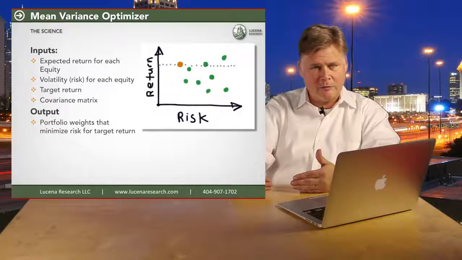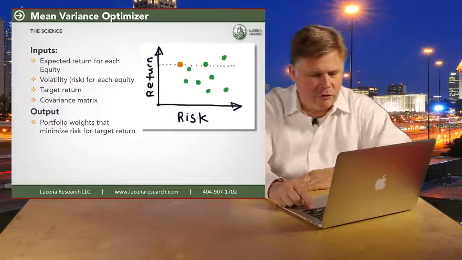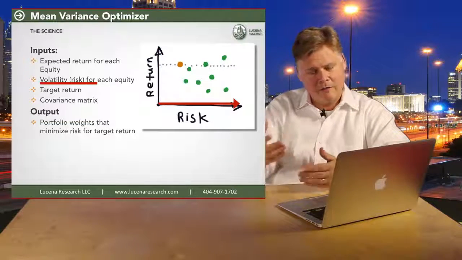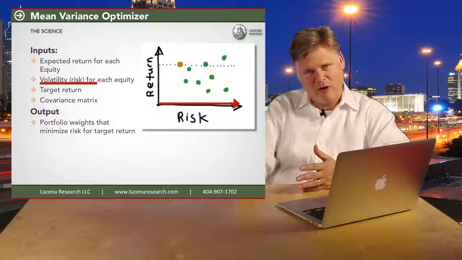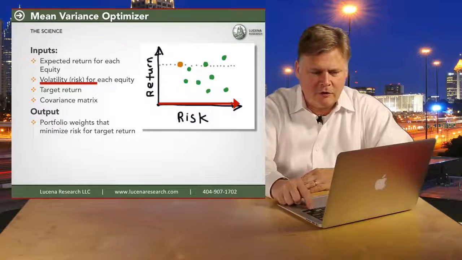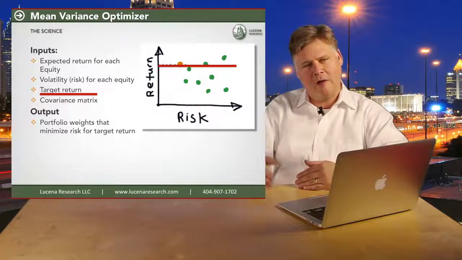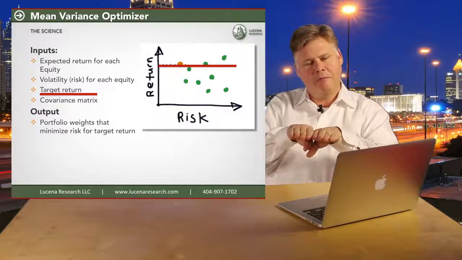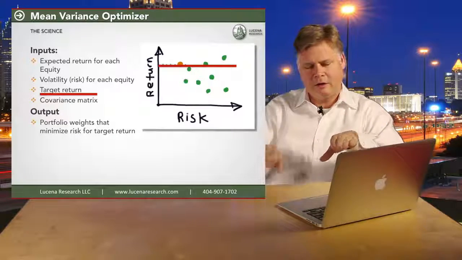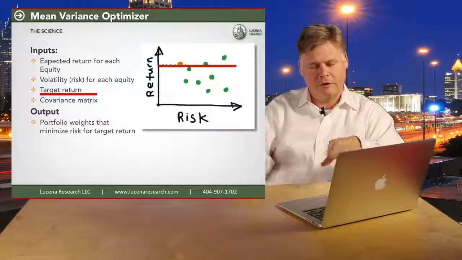What do we expect to see as a return for each equity? Also a measure of risk for each equity, and you see there each of our green dots represents an equity on this map. A target return, so you can ask the optimizer, look, I want to get this target return, and find for me the lowest risk portfolio. So that's the thing you have to give it.